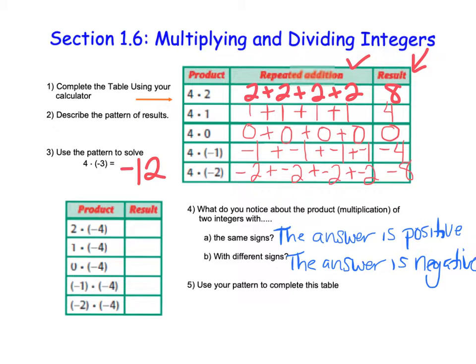So I will complete the table with you. 2 times a negative 4, because my signs are different, my result will be negative, and then you simply multiply the digits together. 1 times a negative 4 will give you a negative 4. 0 times anything will always give you 0, and here your signs are the same. You have a negative 1 times a negative 4, that will be a positive 4, and a negative 2 times a negative 4 will be an answer that's positive and 8.